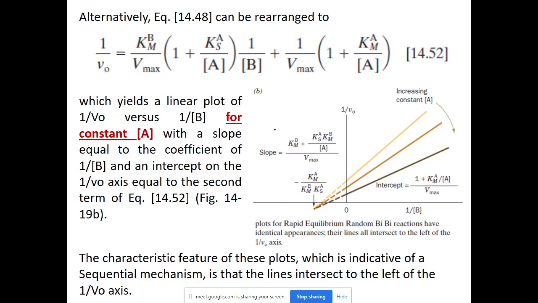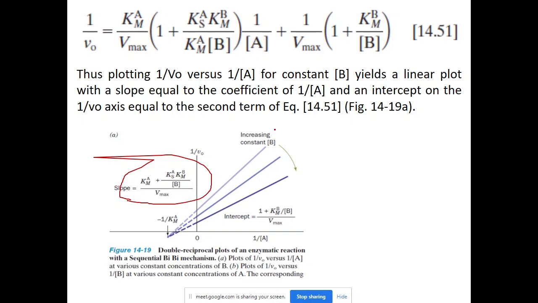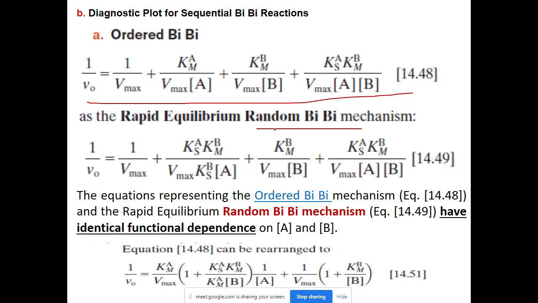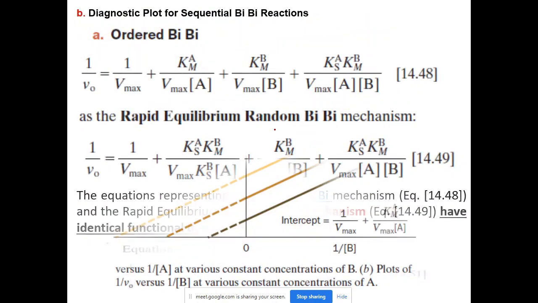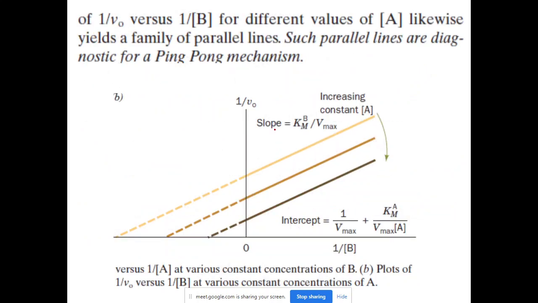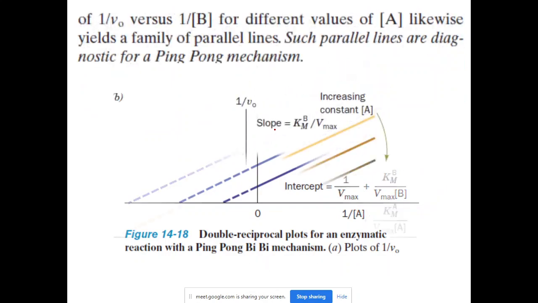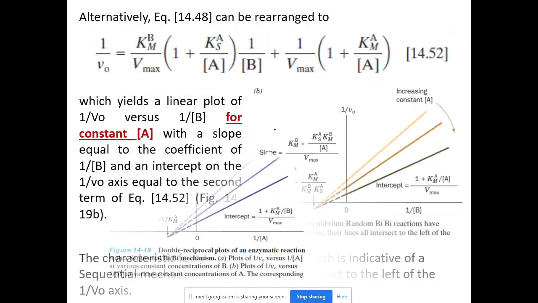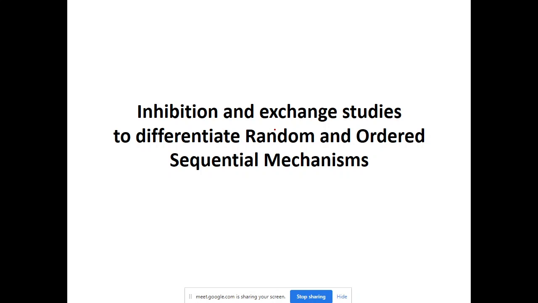So for the time being, what we have seen is how we differentiate, by looking at the slope, whether a reaction belongs to the ping pong or to the sequential. That we will be able to make out depending on the type of slope that we get when we draw the plot. Okay, is the point clear so far? So tomorrow's session will be around 9 o'clock. We will study about the inhibition and exchange studies to differentiate the random and the ordered sequential mechanism. Any clarification so far?